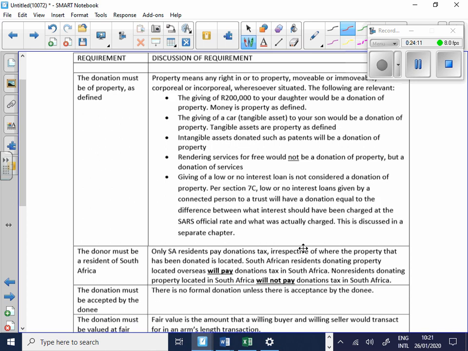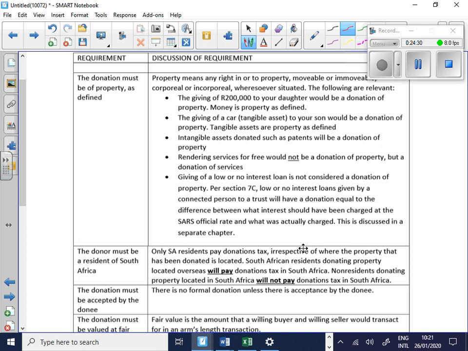Giving of 200 to your daughter would be a donation of property. Money is property. The giving of a car to your son would be a donation. It's property. Intangible assets donated, such as patents, are a donation of property. Rendering services for free would not be a donation of property. Now, can I just point out something to you?